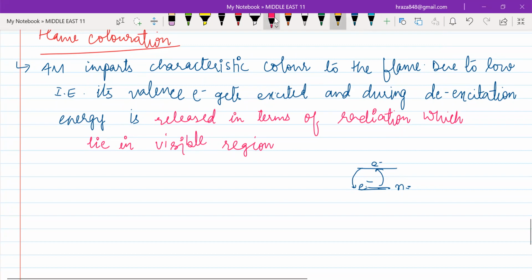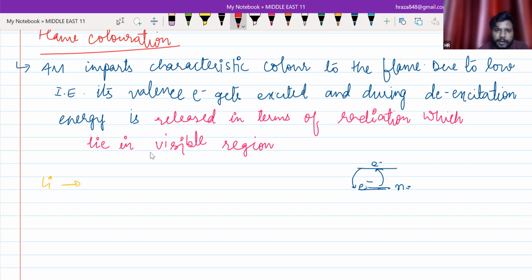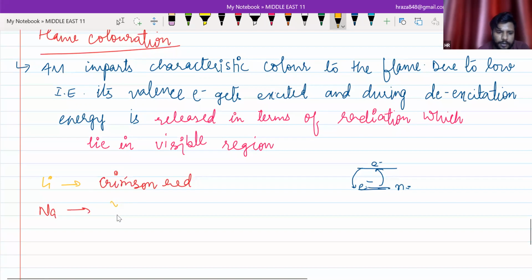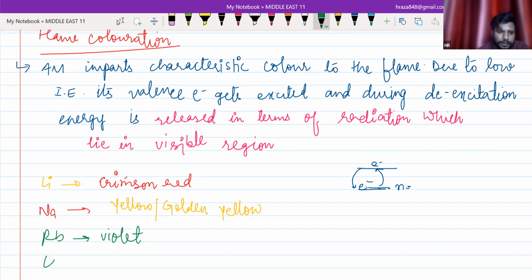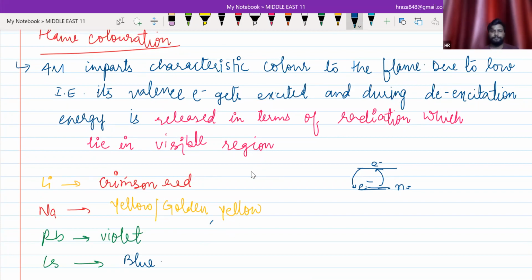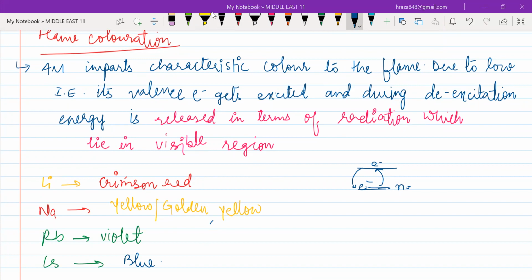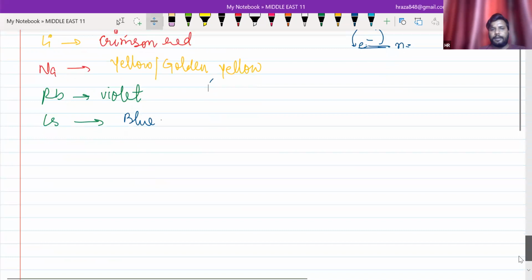Yes, sir. Now, which color we see? Basically, lithium shows crimson red, sodium shows yellow or golden yellow, rubidium shows violet color, cesium shows blue color. Just write it. Done, sir. Very good.